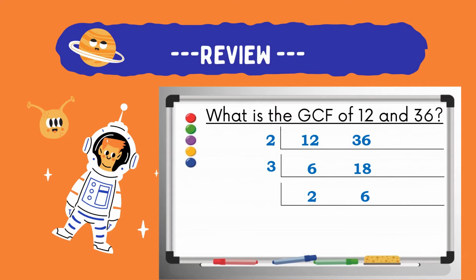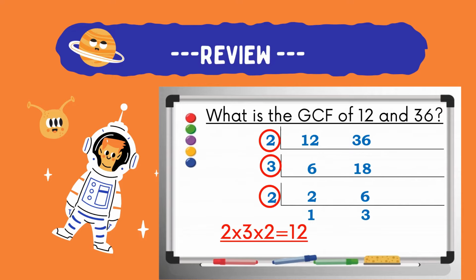Since 2 and 6 are now divisible by 2, 2 divided by 2 is 1, and 6 divided by 2 is 3. In this case, 1 and 3 do not have common prime divisor. So to get the GCF, multiply the common divisors, which is 2 times 3 times 2, and that is 12. Therefore, the GCF of 12 and 36 is 12.